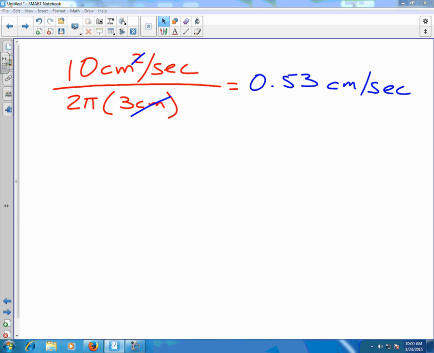Put 10 over 6 pi in parentheses. It does 10 over 6, then multiplies by pi, if you do it that way. But yeah, units just act like variables, right? So you can cancel them out in the same way.